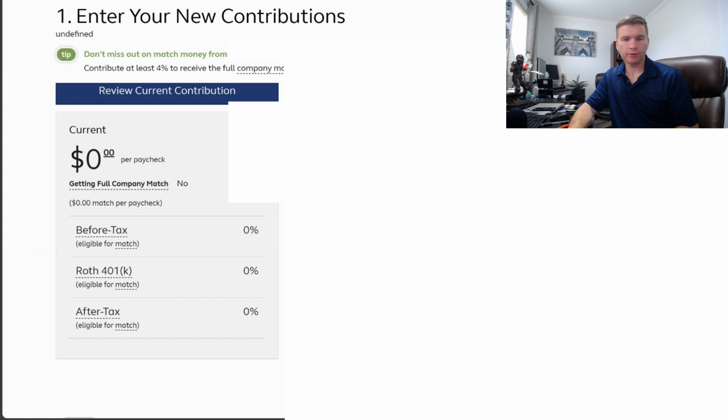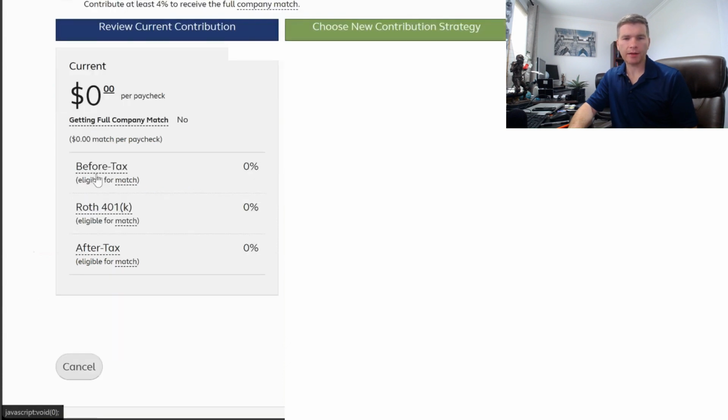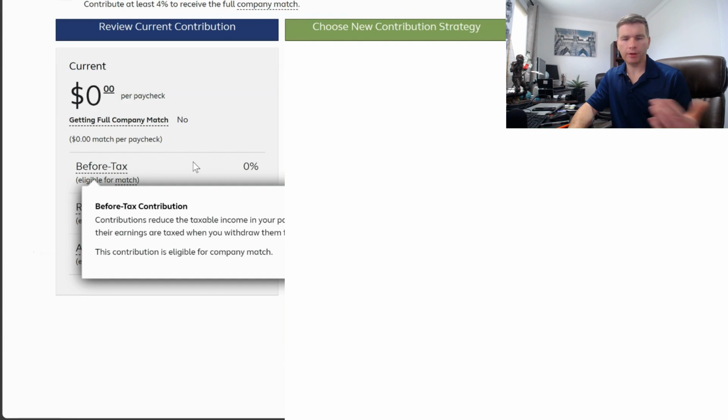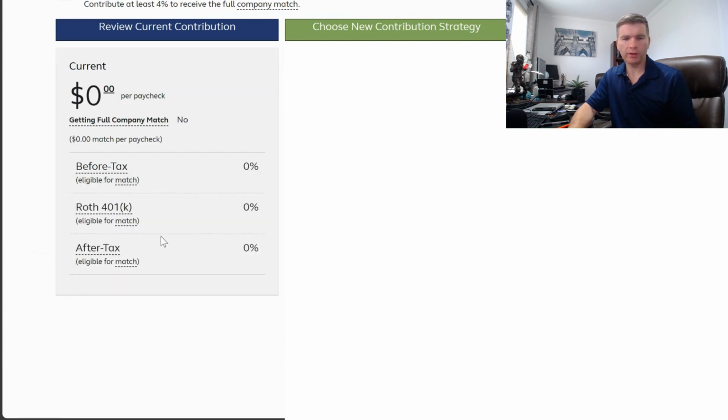And you can see here, right now it's showing before tax, zero, Roth, zero, and after tax. So before tax would be like your traditional 401k, Roth would be the Roth 401k, and then after tax is what gives you that Mega Backdoor Roth. Before I understood what it was, I had no idea what this after tax meant. But eventually I learned about it, and that's where we're going to enter everything.